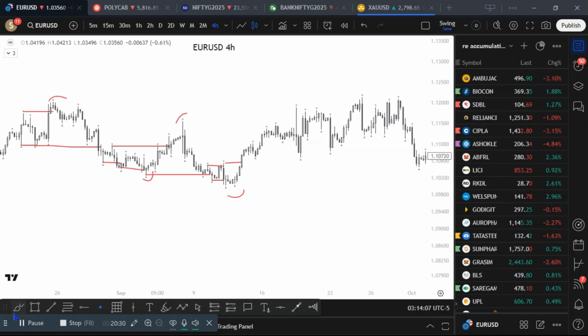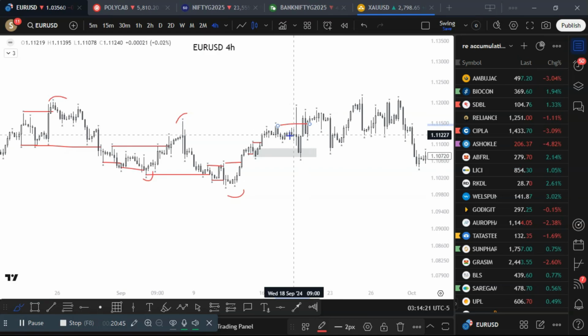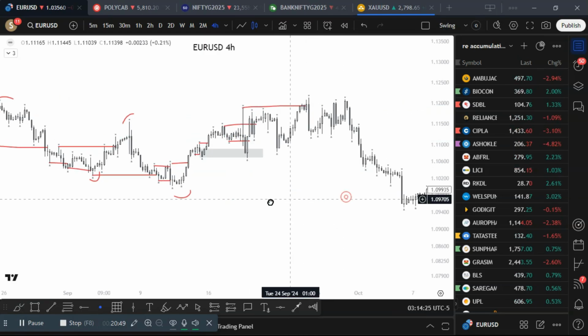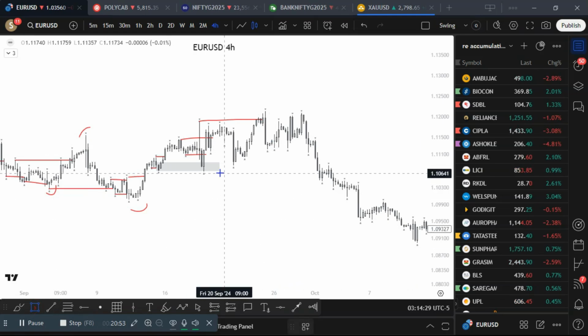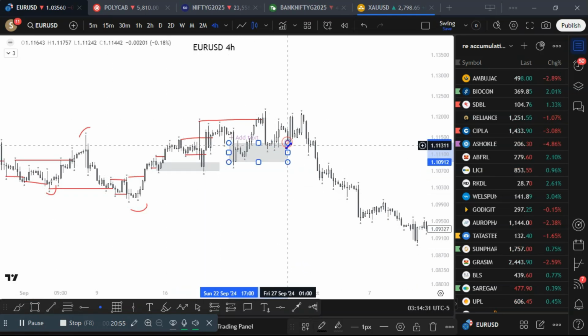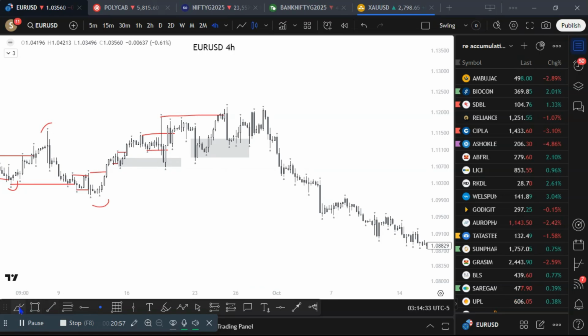Let's see, price breaks external liquidity, we need internal sweep, external sweep. Now we can trust this zone, then up push, then external liquidity grab, internal, again external liquidity grab. Now we can trust this zone, again push upside.